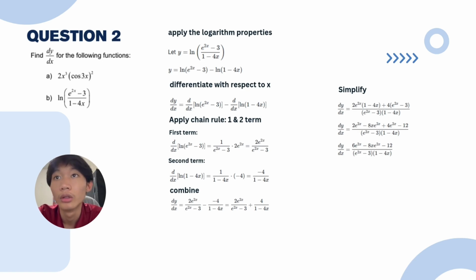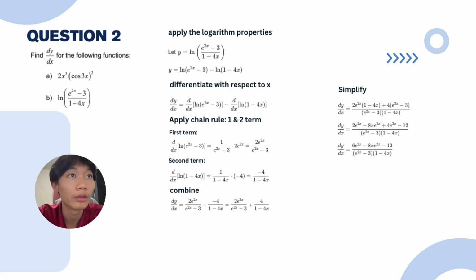Next we apply the chain rule. For the first term, we let u equal e squared x minus 3, then du over dx equals 2e squared x. So we get 2e squared x over e squared x minus 3. For the second term, we let v equal 1 minus 4x, then dv over dx equals negative 4. So we get negative 4 over 1 minus 4x. So next we combine the derivatives. We get dy over dx equals 2e squared x over e squared x minus 3 minus negative 4 over 1 minus 4x, which is 2e squared x over e squared x minus 3 plus 4 over 1 minus 4x. Lastly, we simplify the equation.